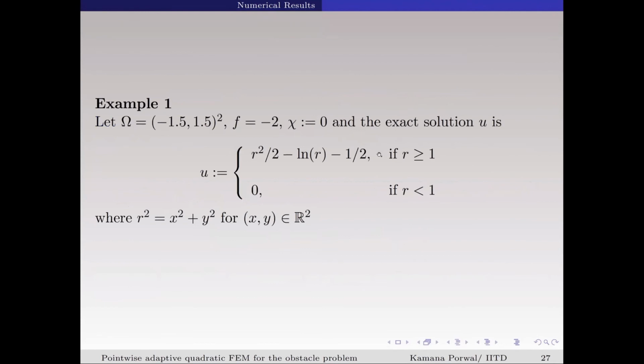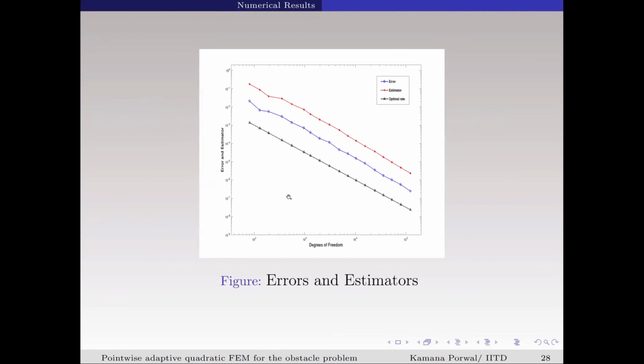Now I'm going to present the numerical test results for 2 examples. In this example, we consider this square domain, and the obstacle chi is 0 here, and the exact solution and the source function are given by this. Then this figure shows the behavior of the error and the estimator with the increasing number of degrees of freedom. This black line is the optimal rate, this blue line is the error, and this red line shows the behavior of the estimator as we increase the degrees of freedom.